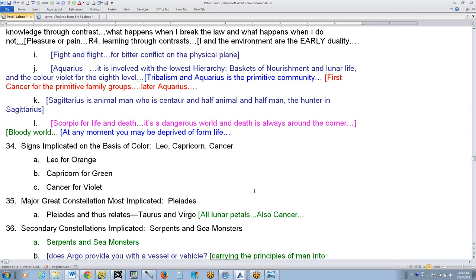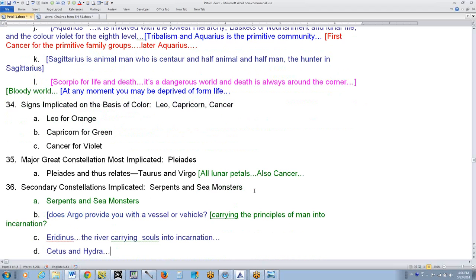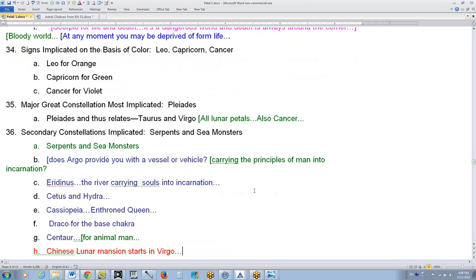Well, serpents and sea monsters, perhaps. There are those. So Argo, perhaps the first decade of Cancer, carrying the principles of man into incarnation. Eridanus in Taurus, the river carrying souls into incarnation. Cetus, the sea monster, always with the danger that matter will swallow the soul. And is it Hydrus or Hydra?